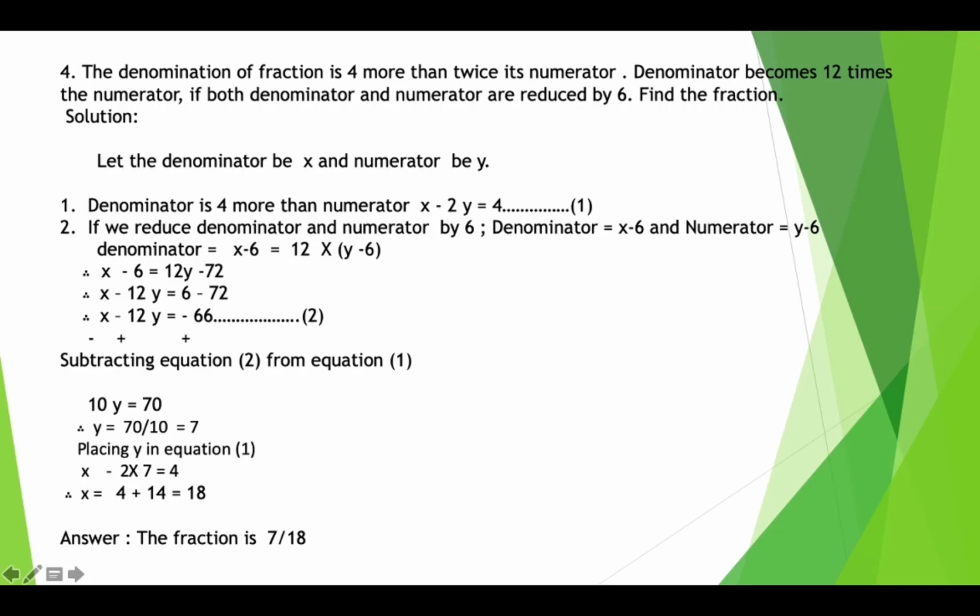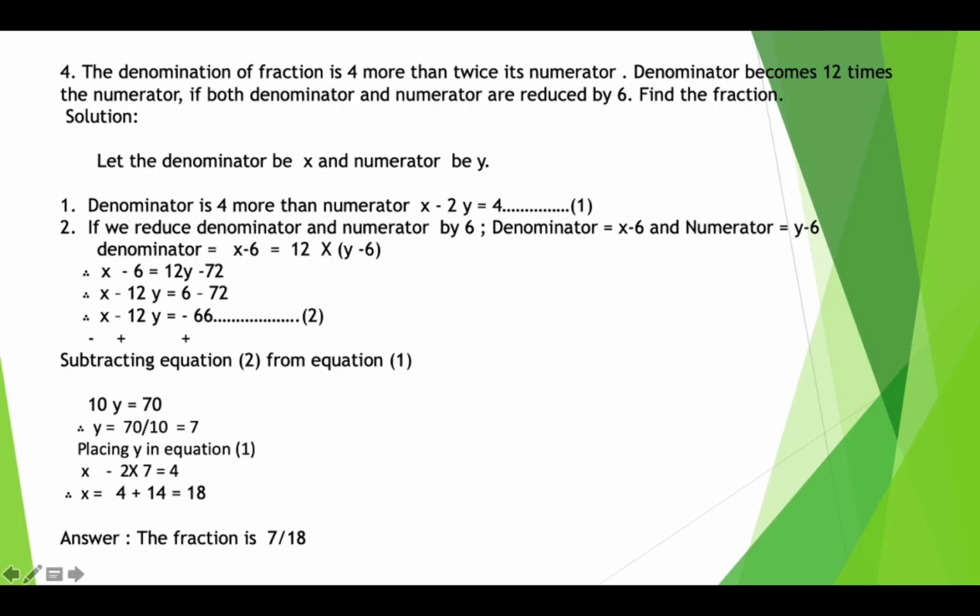More than twice the numerator. So x minus 2y is equal to 4. We reduce denominator and numerator by 6. Denominator is equal to x minus 6. Numerator is y minus 6. So denominator is x minus y is equal to 12 into y minus 6, 12 times. Simplify this equation, you get the second equation.